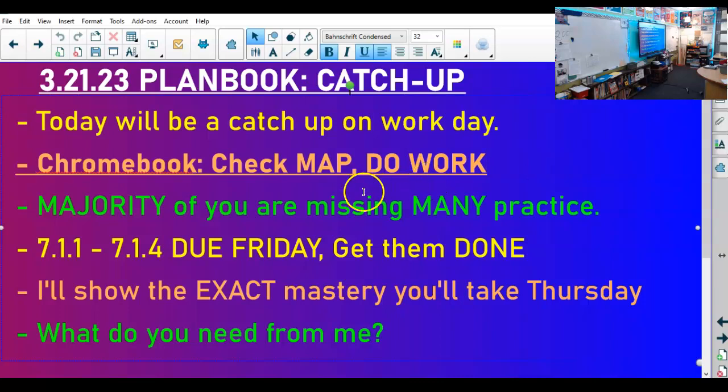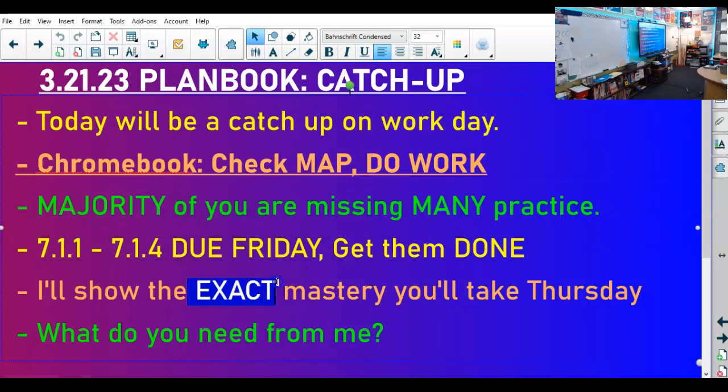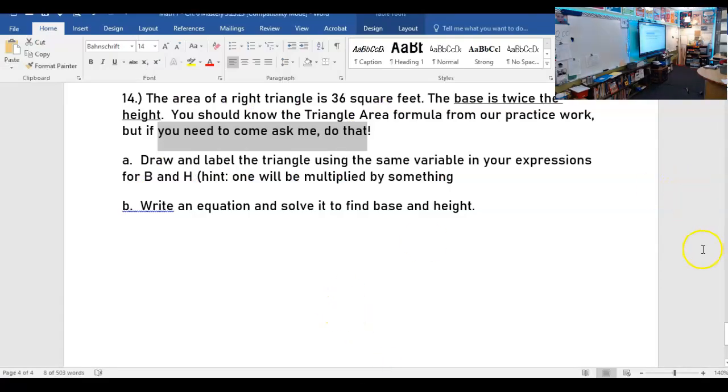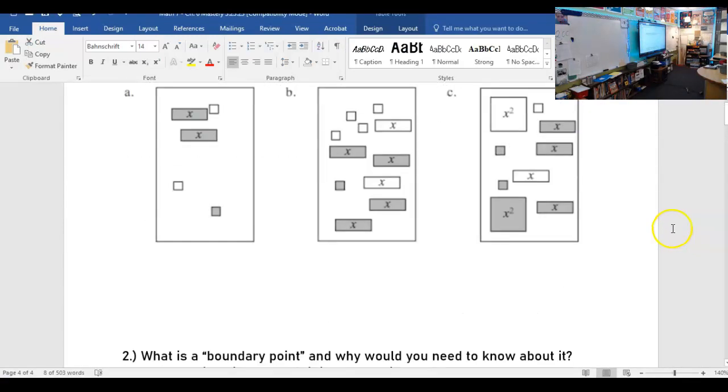Today so far, we have just chatted about how we need to catch up on work. So today is going to be a work day. The majority of us are missing a lot of things, but we're about to look at the legit exact mastery you will take on Thursday. The only thing that might change is a tiny bit of spacing, like how I spread things out.